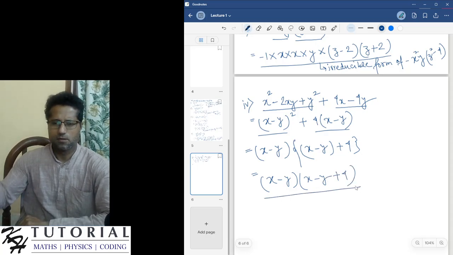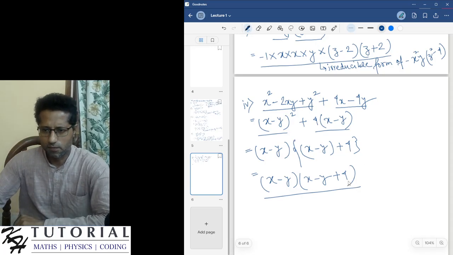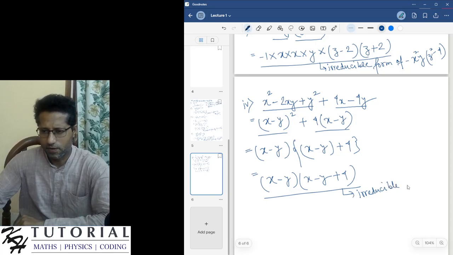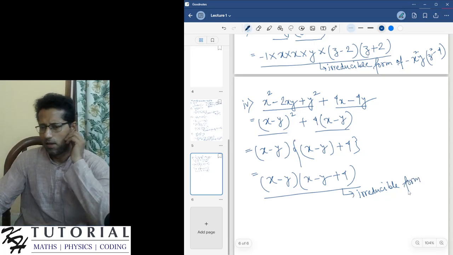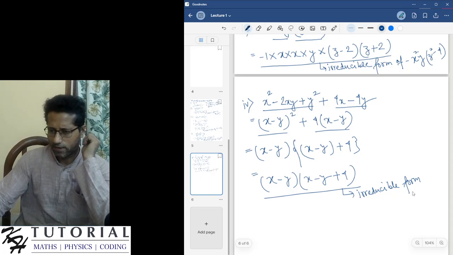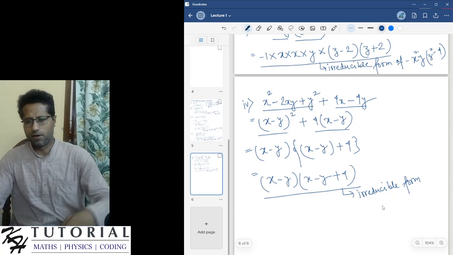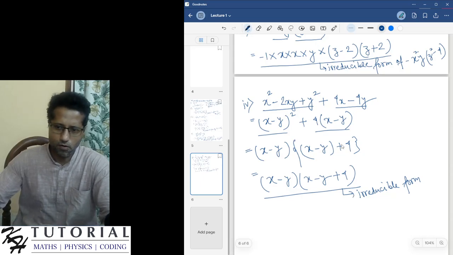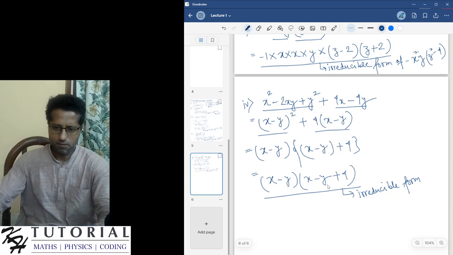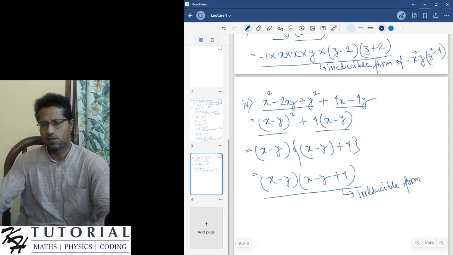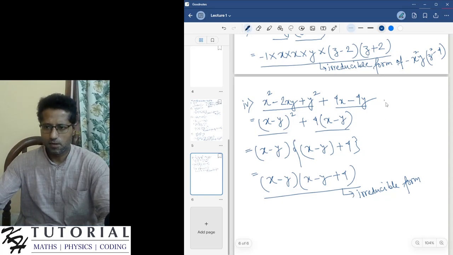Now this is an irreducible form of the given expression. This is the irreducible form because we have two factors. x minus y cannot be further broken down as a product of two or more factors, and x minus y plus 4 also cannot be broken down into two or more products. So this form, x minus y multiplied by x minus y plus 4, is the irreducible form of this algebraic expression.